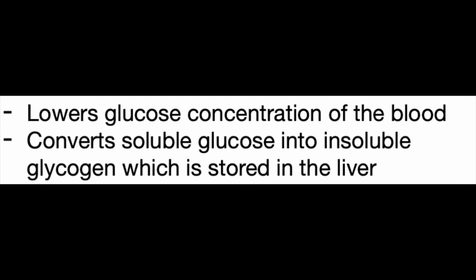So after a meal, when your blood glucose levels increase, your body will want to reduce that. So insulin is secreted by the islets of Langerhans. The insulin causes blood glucose to be converted into insoluble glycogen, which is stored in the liver, therefore reducing blood sugar levels. When you haven't had much to eat or when you've exercised, what happens this time is the islets of Langerhans secrete the hormone glucagon. Glucagon causes the conversion of insoluble glycogen into soluble glucose, therefore increasing blood glucose levels.